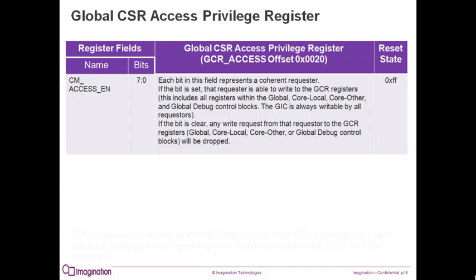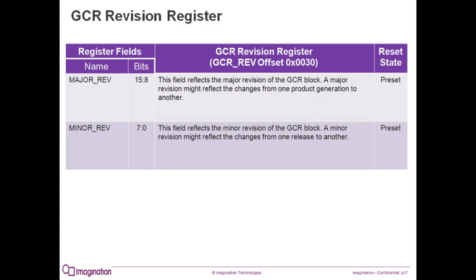On bringing up your system, CP0 can control access to the GCR registers by other CPUs through the use of this field. Each bit represents a processor or a VPE in an MT system. Setting the corresponding bit to 1 enables writes to the GCR from that processor. The GCR revision register is useful when reporting issues to MIPS Technologies.